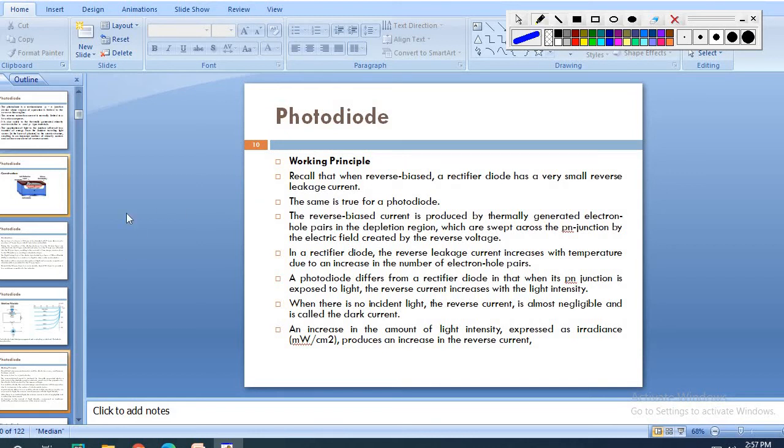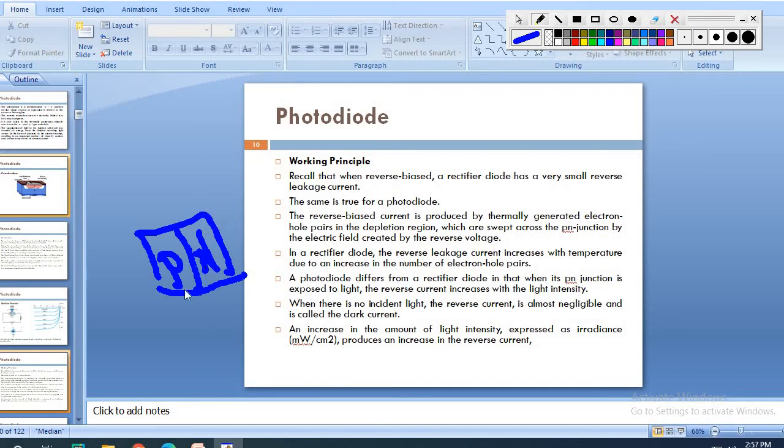There is a p-n junction. I already told that. So this is exactly the p-n junction, this is the p type, and this is the n type. Holes are present in the p type, and electrons are present in the n type.